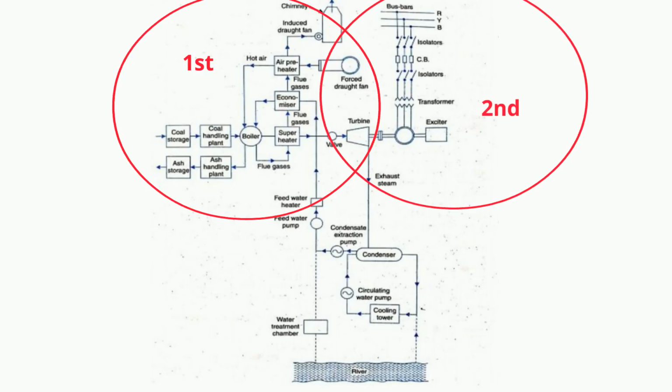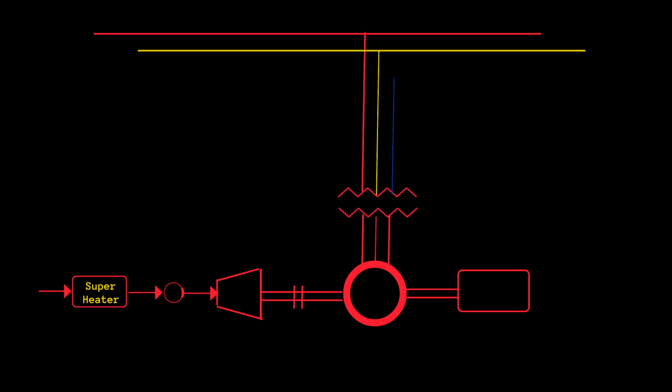Now we will see the second part of the layout. The steam from the superheater is projected towards the turbine, but in between there will be a steam valve, which controls the steam projected towards the turbine. Next, the turbine and alternator rotor are coupled, and when the turbine starts to rotate due to high steam production, the rotor of the alternator also rotates and develops electrical energy, and the power generated by the alternator is supplied. This is the second part of the layout.